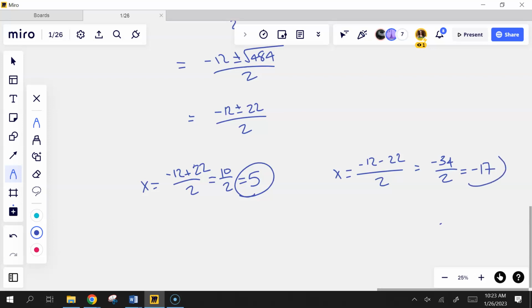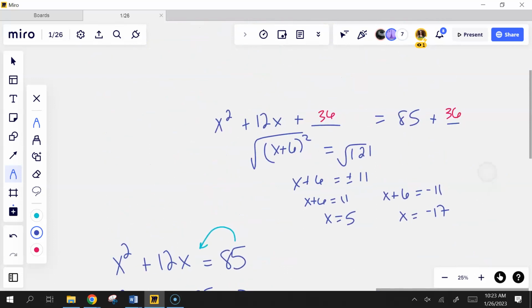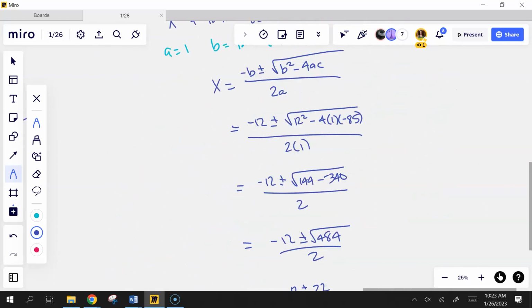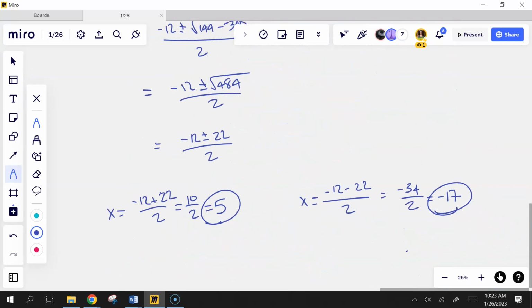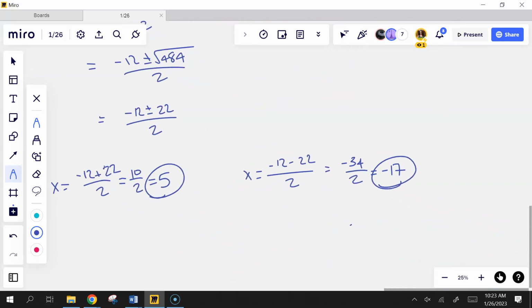So what y'all got? Is that what we got when we completed the square? Yes, it is. Look, 5 and negative 17. Same thing. Because quadratic formula always works.